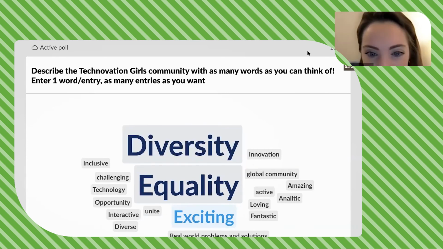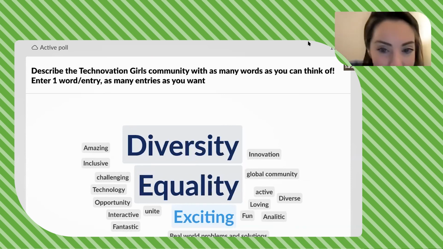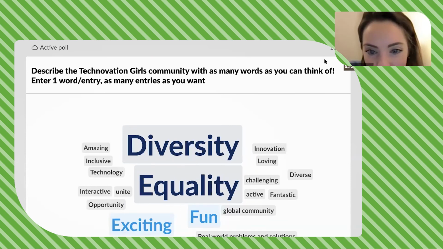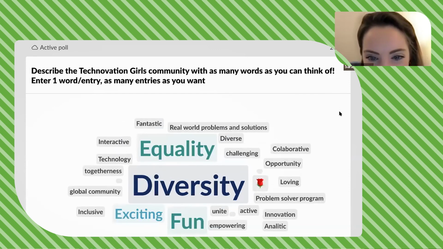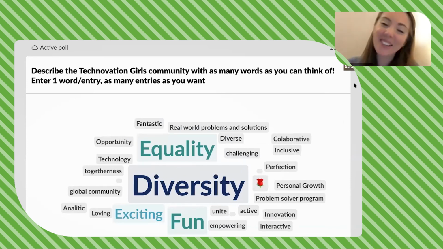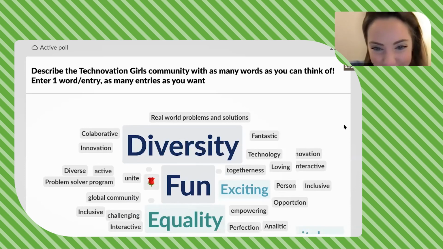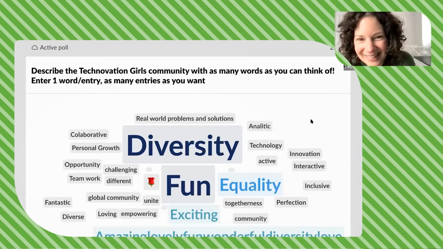Opportunity, challenge, interactive, unite, exciting, equality, loving, global community. Yeah, amazing. Some incredible words here. Amazingly lovely, fun, wonderful. Diversity, love. I love that. That's brilliant. Oh, I even see an emoji.